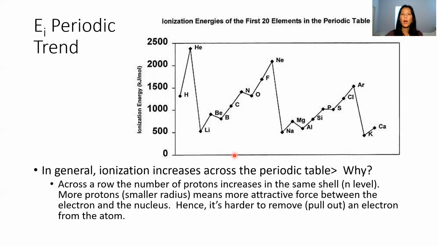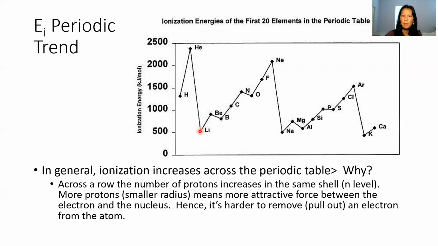So the main reason why is it tracks with atomic size. We just talked about the atomic radius being smaller as you go across because you're adding more protons. So basically, you have a greater number of protons in the same level, and it's feeling more of that positive charge. So as you go across the periodic table, it's going to be held on more tightly, and it's going to be harder to pull an electron out of the atom to create a cation.